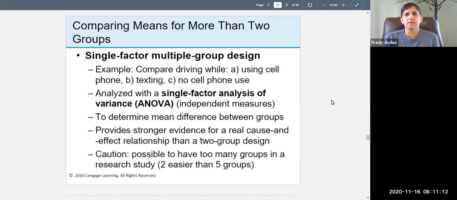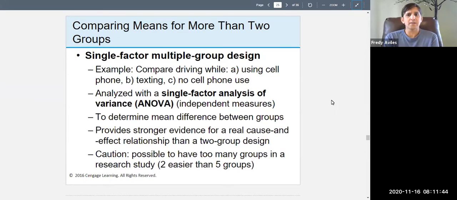Another example would be that you can compare driving, for instance, while using a cell phone, while texting, and while not using a cell phone. That's also 3 groups. The independent variable, I guess, would be distraction, right? Those that are distracted using a cell phone, and those that are distracted while texting, and then those that are not distracted, let's say, not using a cell phone. And you can compare how well those different groups drive.